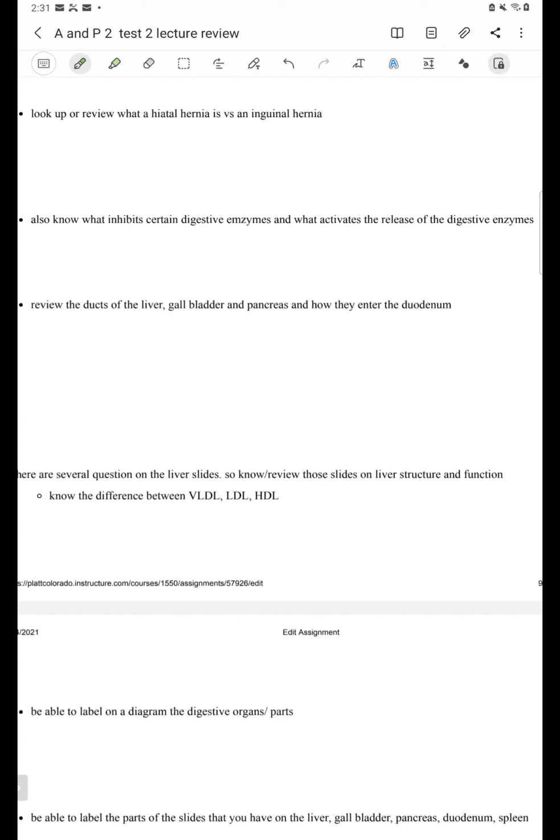Okay, an inguinal hernia is down in the groin area or the hip flexor area, and the intestines try to work through the inguinal canal. Okay, that's an inguinal hernia.